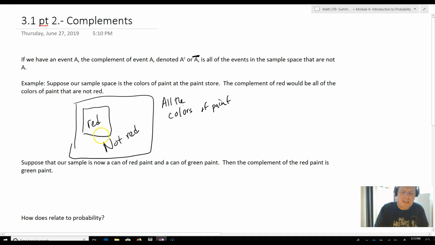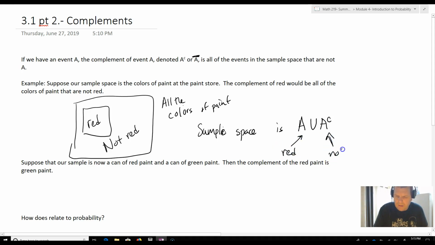Okay? So if we think about our sets and we think about our sample space, the entire sample space is A unioned with its complement. So that's everything. Everything is in there because either you are A, in this case red, or you're not red. And what this union sign means is we're going to put them all together. Okay? This is the entire sample space.